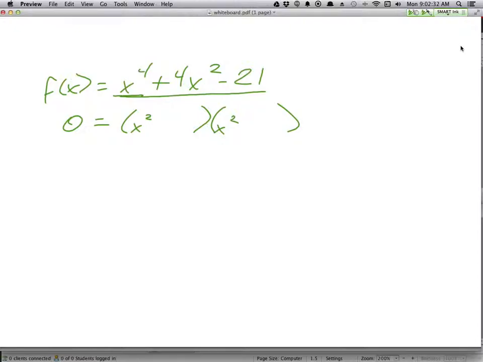Okay, in this case, which one? You know whether or not it's going to be added or subtracted. Which one is it in this case? Subtracted. So factors of 21 subtracted to get 4. So what are factors of 21 subtracted to get 4? 7 and 3. So that's the first thing I want.